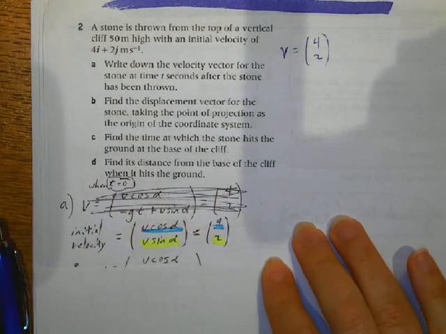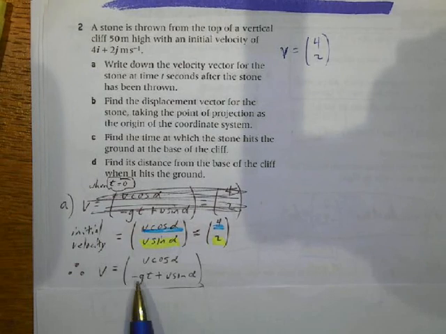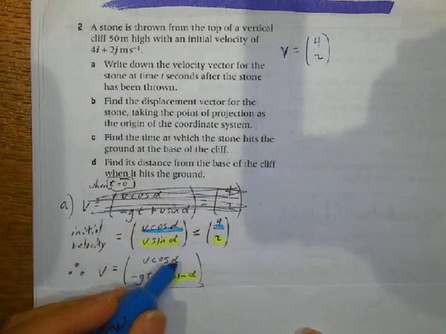The velocity equation from the earlier page is u cosine alpha, minus g, gravity times time, plus u sine alpha, and I'm going to replace this and this with a 4 and a 2.